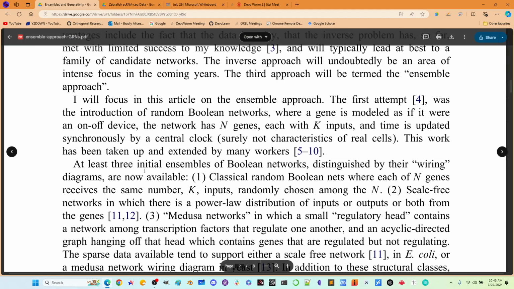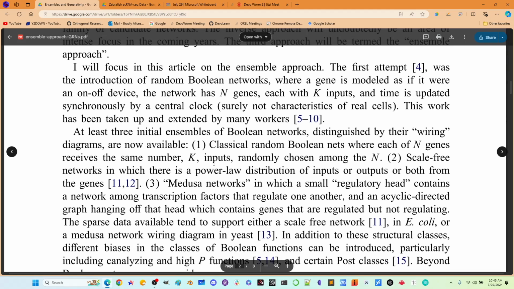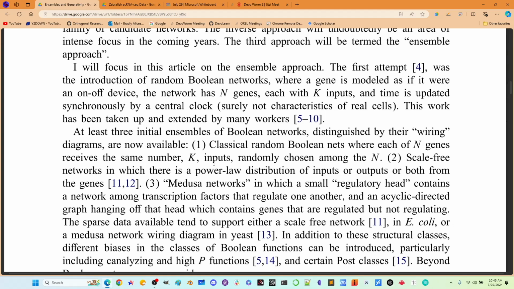And then at least 3 initial ensembles of Boolean networks distinguished by their wiring diagrams are now available. So we have these classic random Boolean nets, where each of the n genes receives the same number, k, of inputs, randomly chosen among the n. So you have these random nets where the inputs vary across genes.